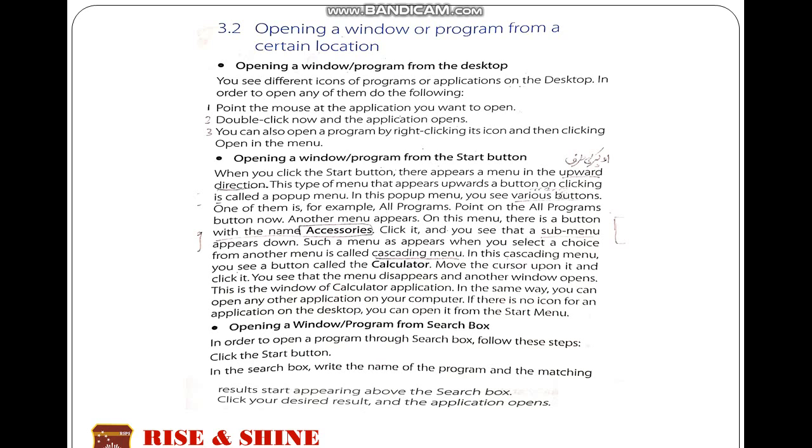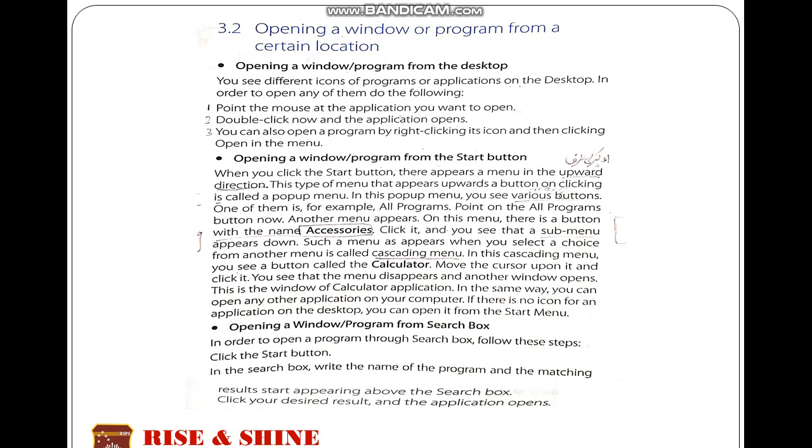The next method is opening a Windows program from the start button. The start button is the button at the left hand side of the computer. We have learned the desktop elements. For opening a program from the start menu, we will press the start button. A menu appears. The menu after pressing the start button is called the pop-up menu, as it appears in the upward direction. From this menu you will select the option All Programs, and another menu appears.